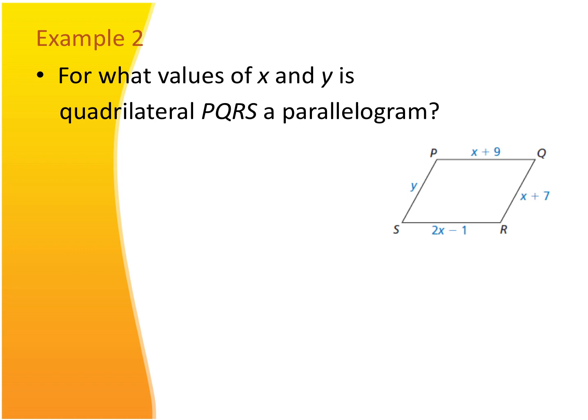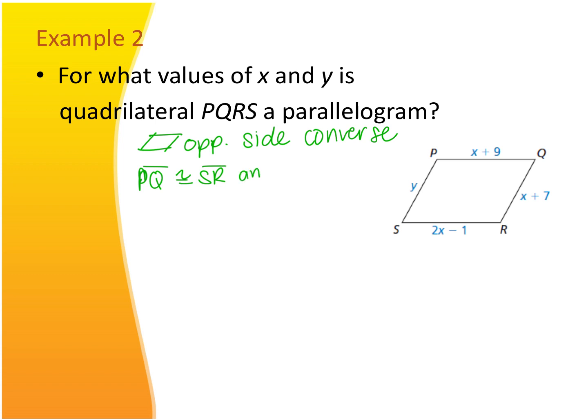So the entire thing would be parallelograms. Opposite, we're dealing with sides. And we're trying to prove it to be a parallelogram, so I'm going to stick the word converse. Okay, so what is that telling me? That's telling me PQ is congruent to SR. And PS is congruent to QR.